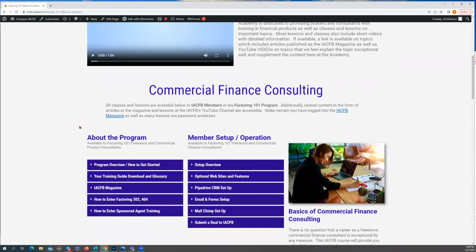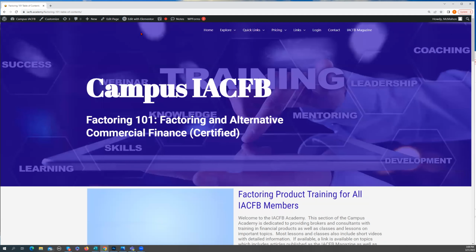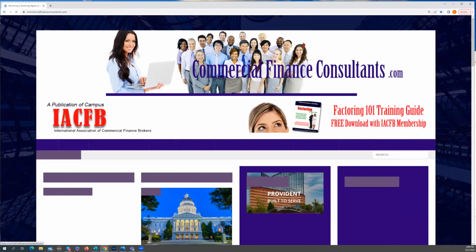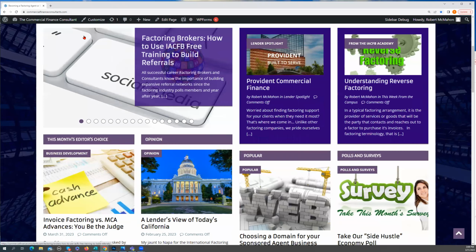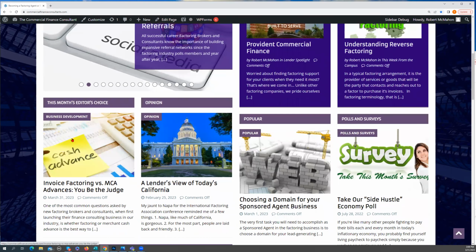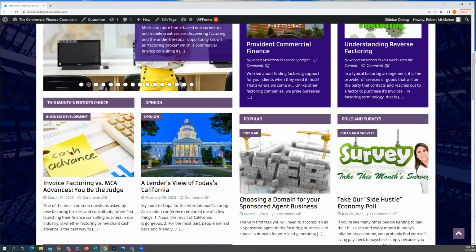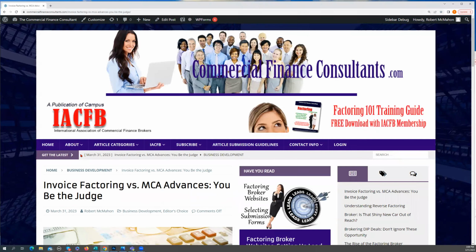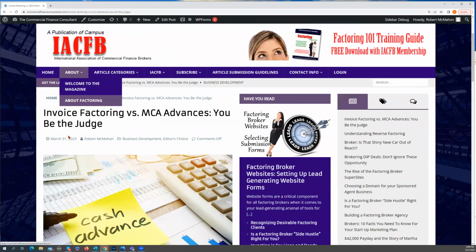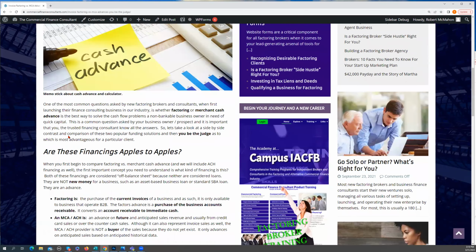But today, I think we're going to go over to the magazine because we have several articles. We just put an article up as a matter of fact. So let's go over to IECFB magazine. Right here, we've got one that was just put up for this month's Editor's Choice: Cash advances, invoice factoring versus MCA advances, you be the judge. So we're going to talk about this right now. Let's take a look at this article.